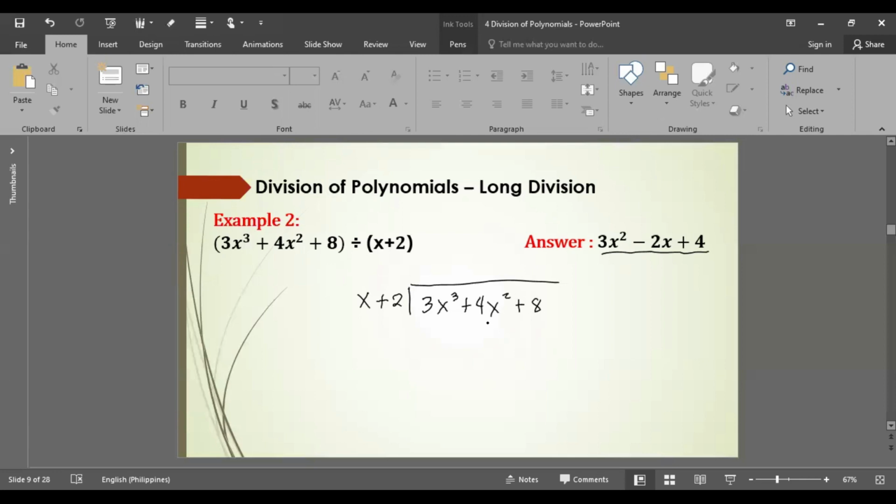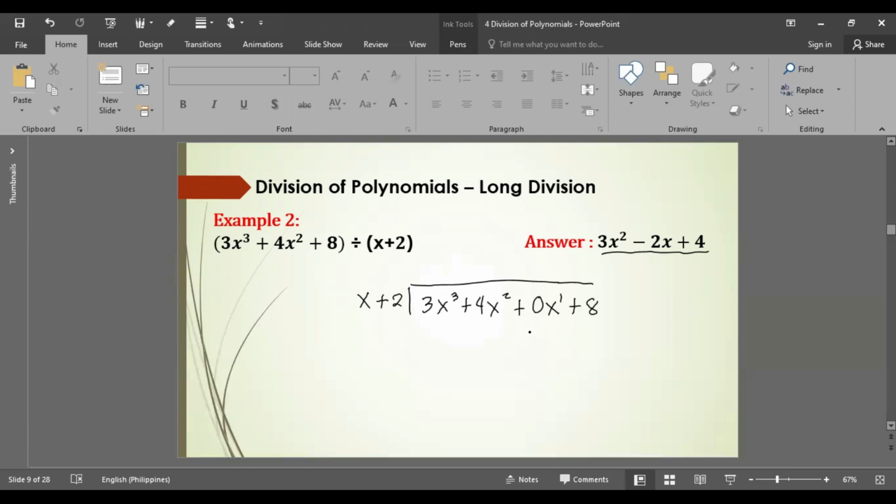Kompleto ba yung exponents, class? Pababa ba siya? Or may kulang? We have 3, 2, 1, may term ba dito na 1 yung exponent ng variable? Wala. So, ibig sabihin, kailangan natin kumpletuhin muna. Kailangan nating maglagay dito ng plus 0x raised to 1 or kahit 0x na lang. Then, saka na lang natin ilalagay si plus 8. So, do not forget that.